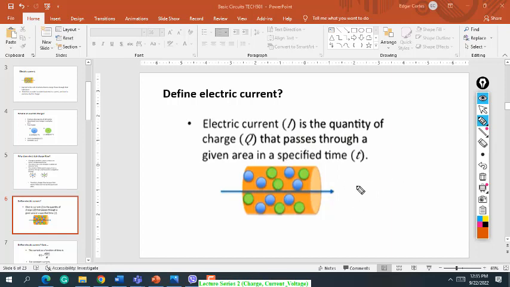So current, represented by I, is actually the quantity of charge, which can be capital Q or small q, over time. The unit of charge is coulomb, represented by C, and the unit of time is second. So that is the definition of a current.